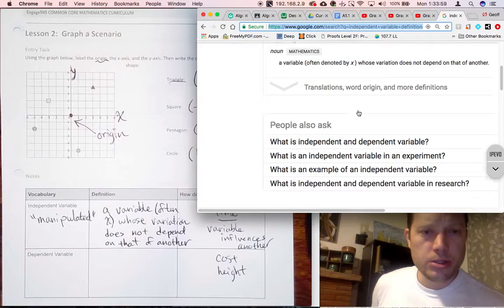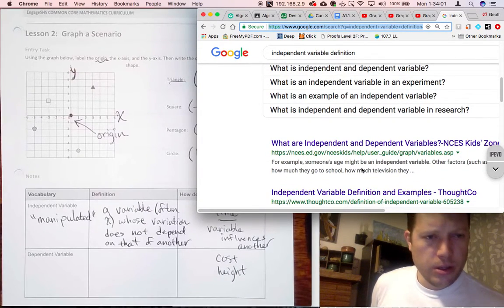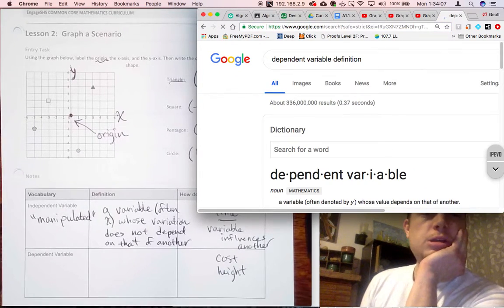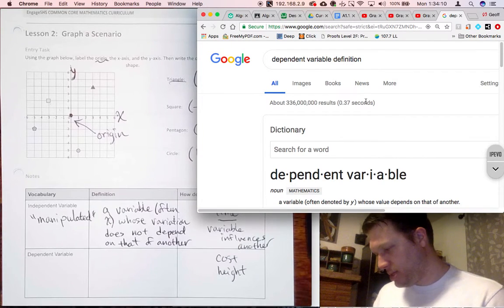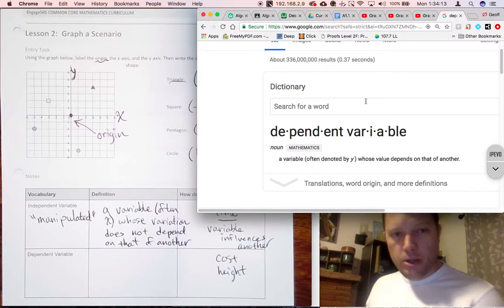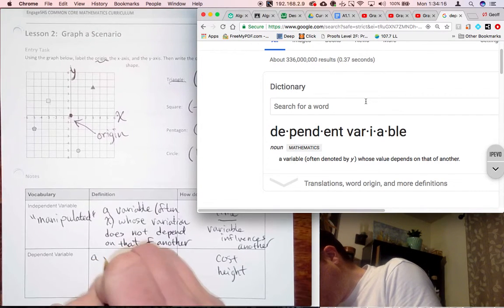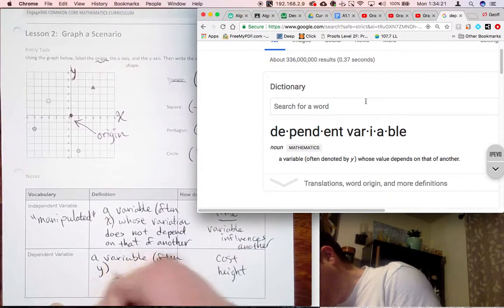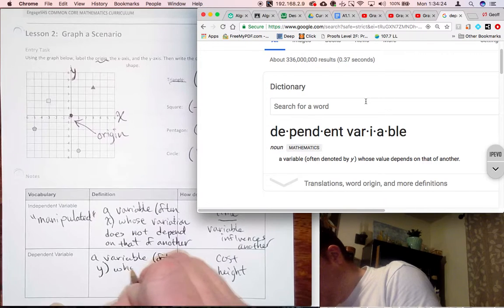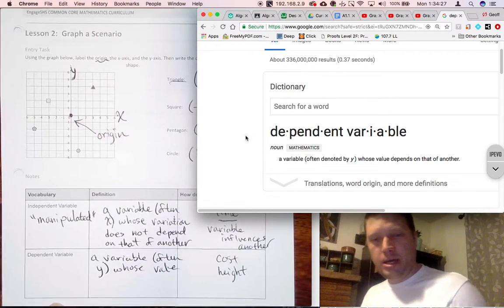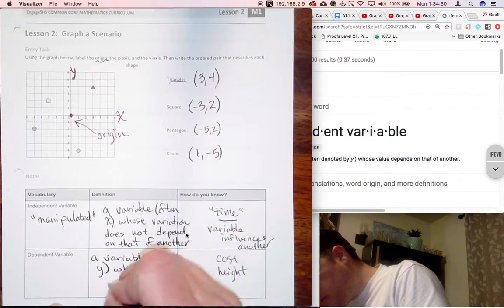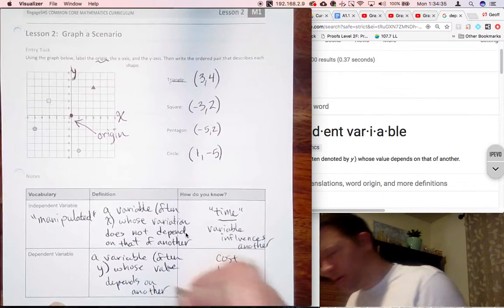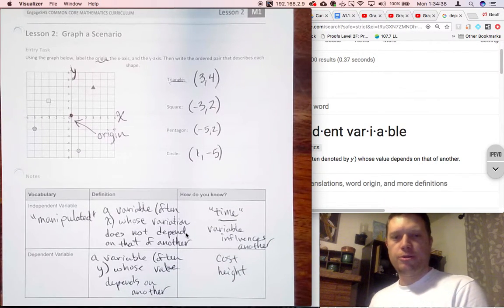So a quick search here. I'm just going to type it up. Dependent variable definition. A variable, oh, wow, it's the same thing. A variable y whose value depends on that of another. A variable, often known as y, whose value depends on another. So it's the variable that is being influenced.